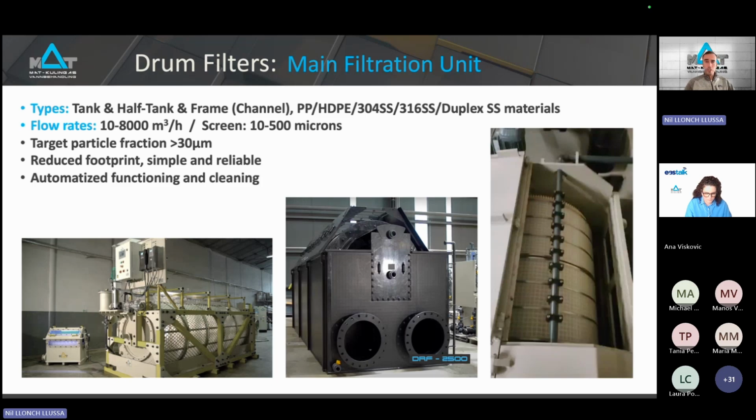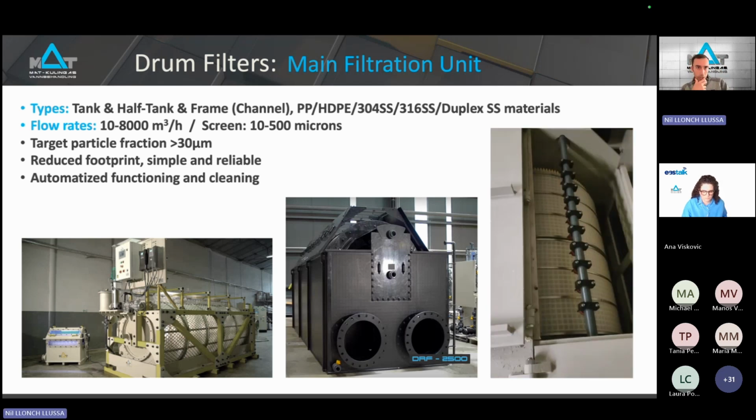Why use drum filters? They are the most commonly used in aquaculture until now, at least in recirculating systems. So it has a reliable record of performance. It has a reduced footprint compared to other filters. It is simple and reliable. It also has automatized functioning and cleaning. And this video I will skip.